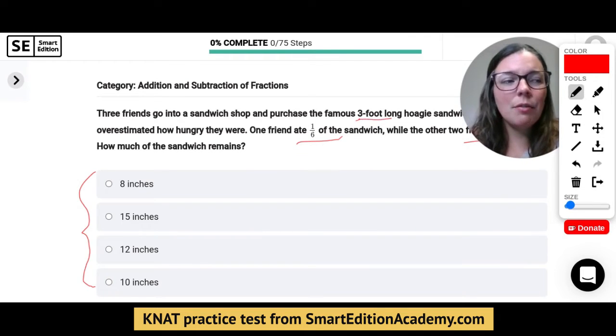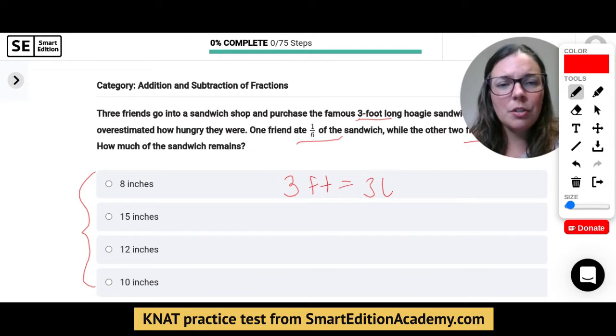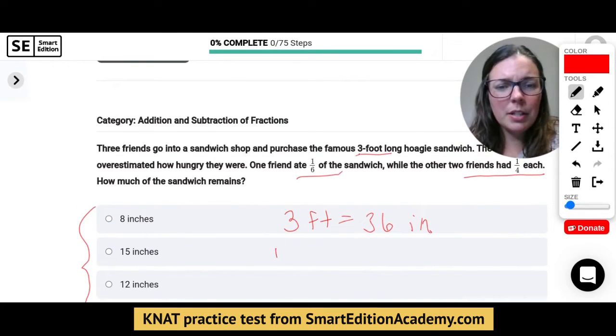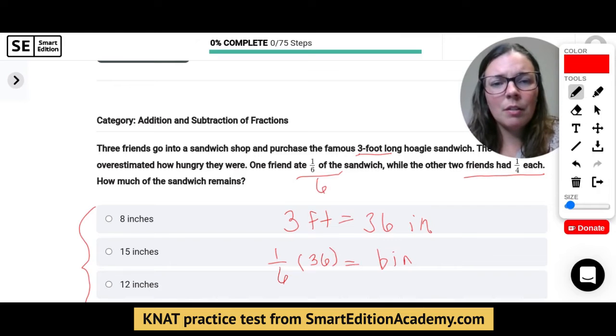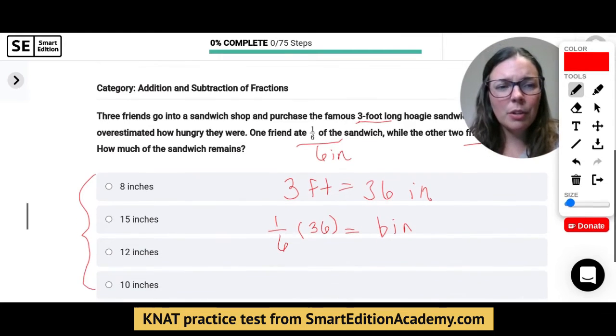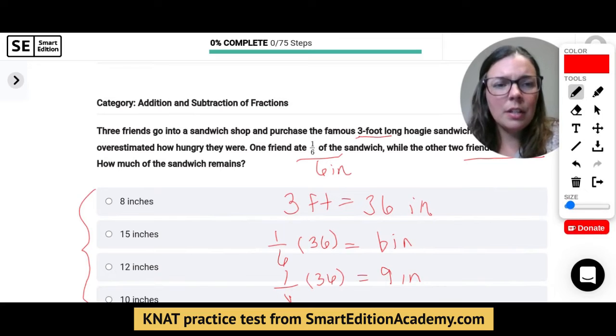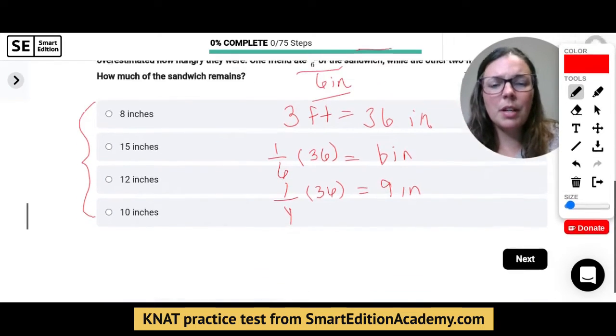So because this is in feet, I'm going to convert this to inches first. 3 feet, that is 36 inches. So 1/6 of that sandwich, right? 1/6 of 36. So 36 divided by 6 is just 6. So this friend ate 6 inches. 2 other friends ate 1/4 each. So 1/4 of 36. 36 divided by 4 is 9. So each of these friends ate 9 inches. So now, if I add these together, 6 plus 9 plus 9.